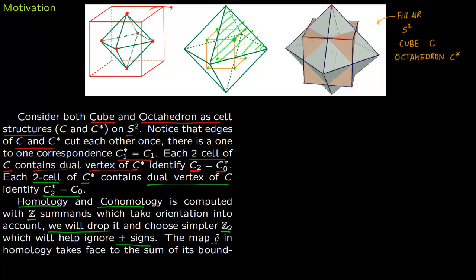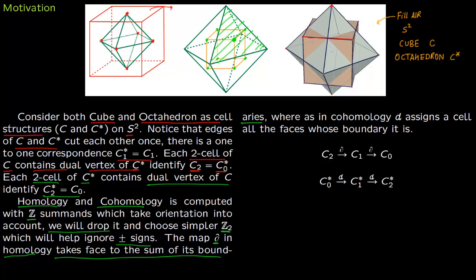So now coming to the computation of homology and cohomology. First you focus on the map, this partial in homology, which takes each face to the sum of its boundaries. For example, if you're focusing on this top face, you apply delta to it. What it will do is, to this face this delta operator will assign 4 edges, which are its boundary.